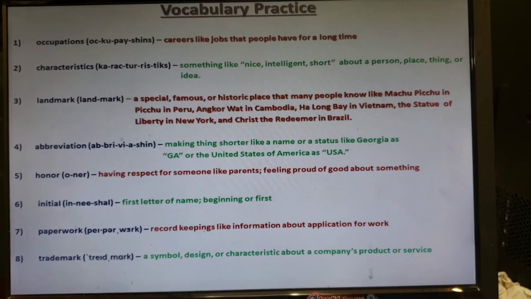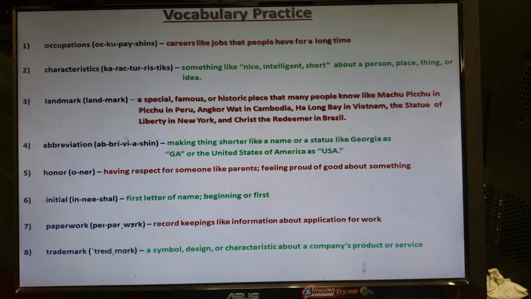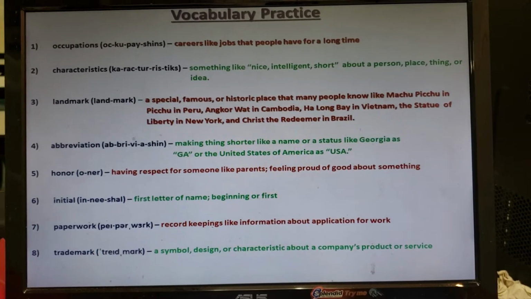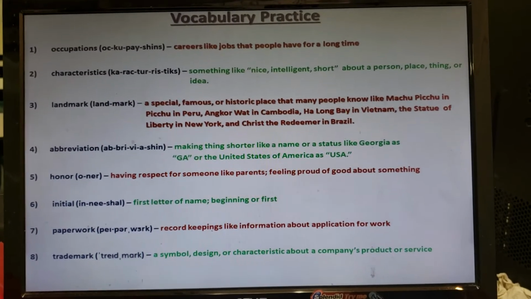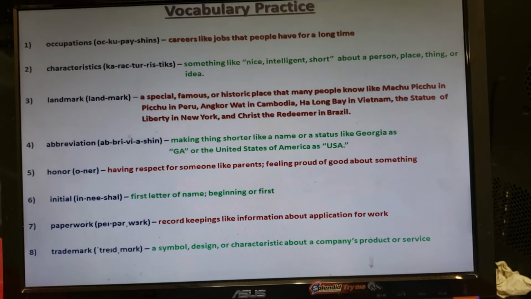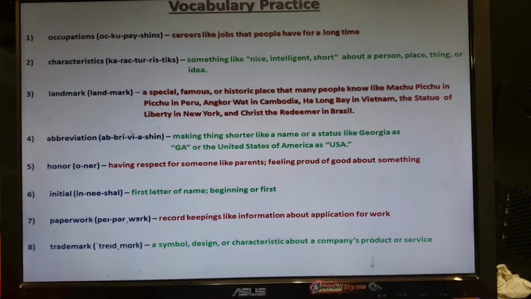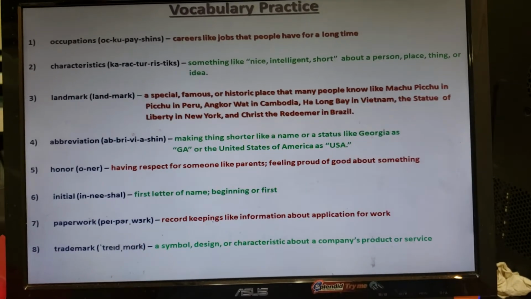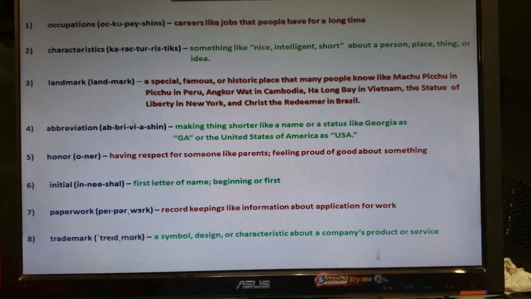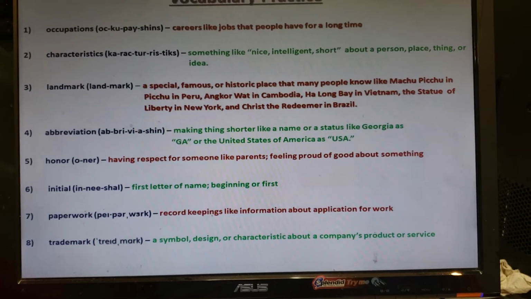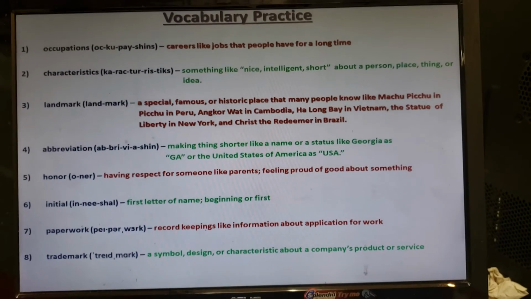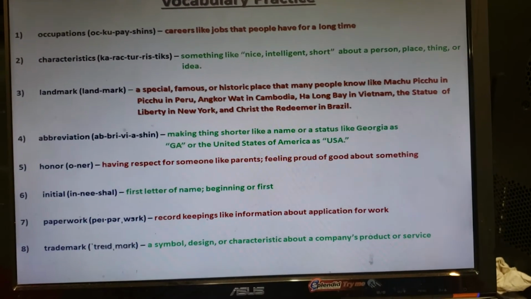Abbreviation. Abbreviation means to make things shorter. For example, the United States of America, people just say USA. In Mexico, people might just say MX for Mexico. For the Dominican Republic, people can just say the DR. Let's say you go into the United Kingdom, people can just say the UK. So when you shorten things like names, you use abbreviations to make things shorter, the short form.